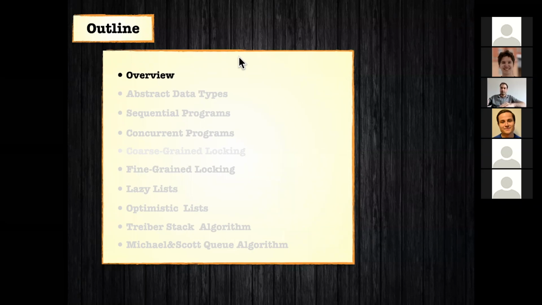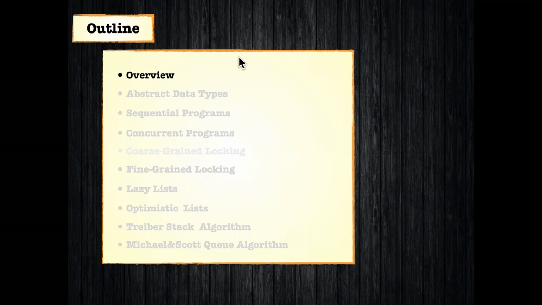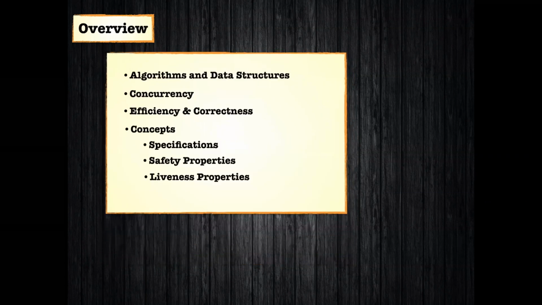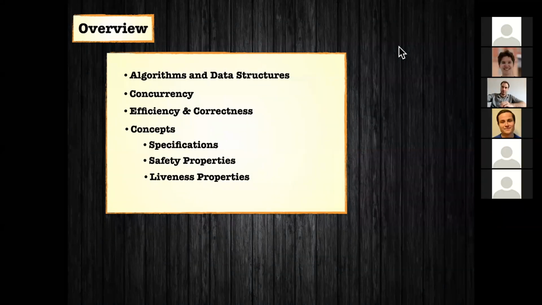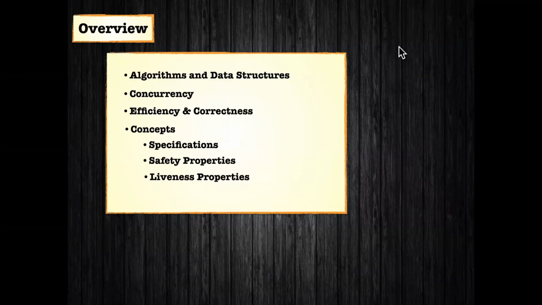So now the outline, the overview. This is the outline of the course, the overview, which will be the subject of the lecture today. We will go through algorithms and data structures. We will look at concurrency, efficiency and correctness, and then I'll introduce some concepts that we will use, namely specifications, safety properties, and liveness properties.